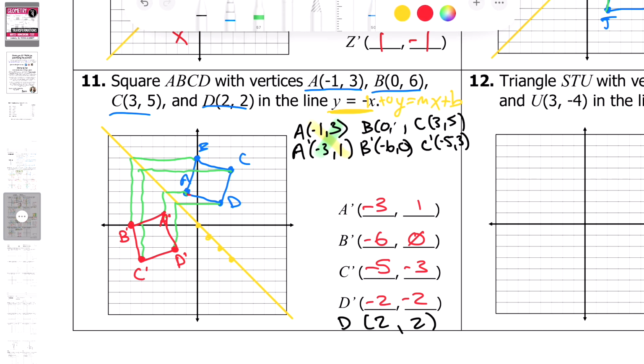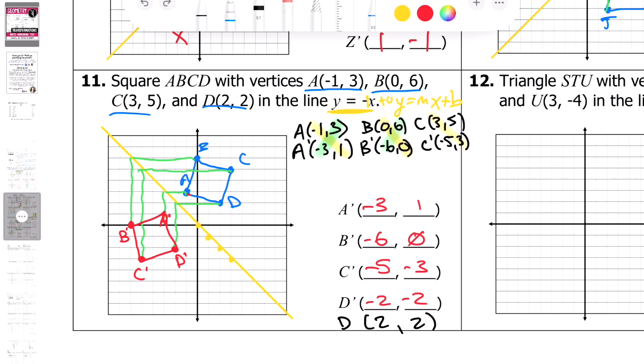So same thing here. 6 went, oops, why did it go to eraser? 6 went to negative 6. Zeros don't change, so those look like they stayed the same. And then for C, it goes 3. Oh, that should be a negative 3, darn it. I didn't write my negative on there.